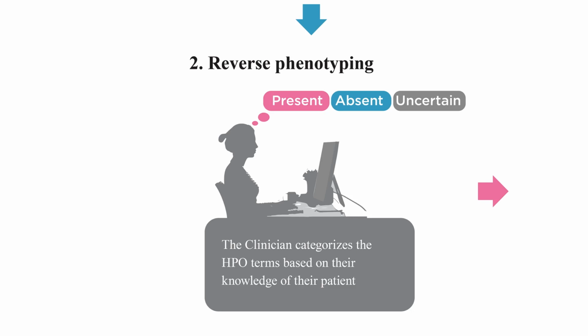The clinician is then prompted to join the dive. They are shown a list of HPO terms and asked to categorize them as present or absent in the patient, or otherwise uncertain. Using genomic information to prompt the clinician to look for phenotypic features is what we call reverse phenotyping. This typically takes 3 to 4 minutes at most per patient.